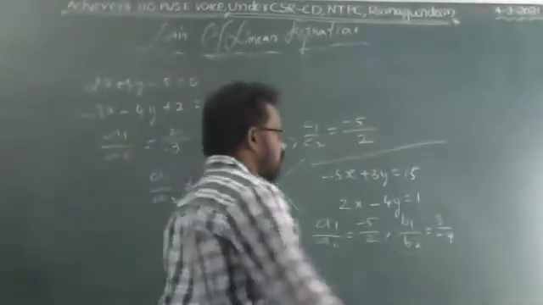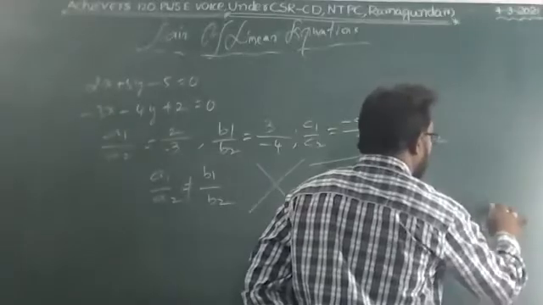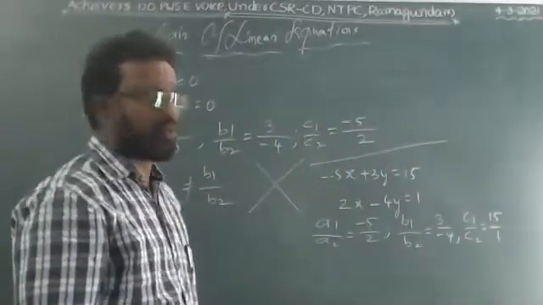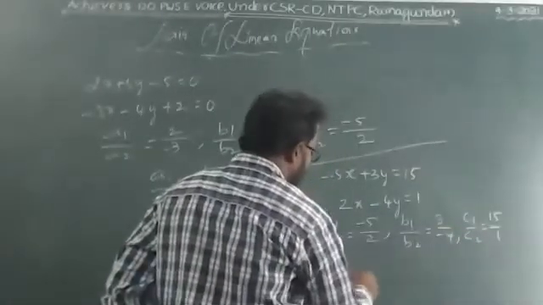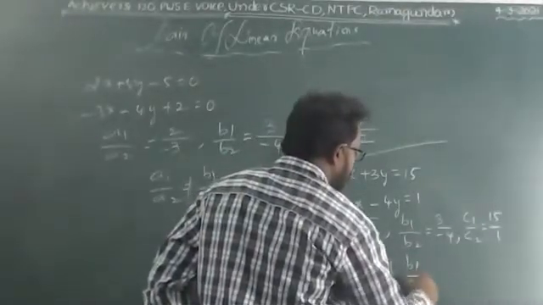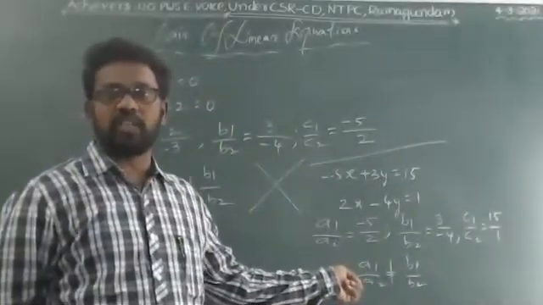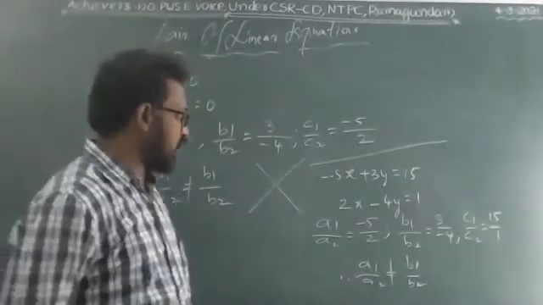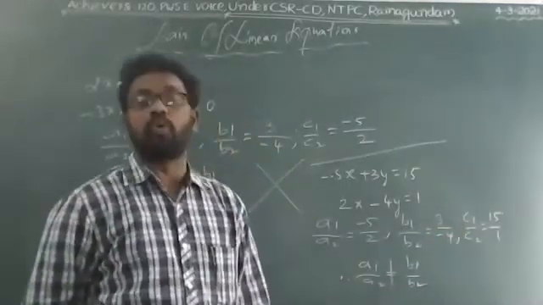So now C1 by C2, 15 by 1, nothing but 15. Now see, minus 5 by 2, 3 by minus 4. Is it equal? A1 by A2 is not equal to B1 by B2. See, it is not equal. Minus 5 by 2 is not equal to 3 by minus 4.